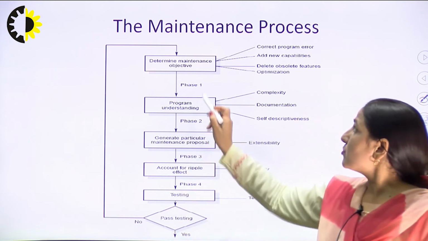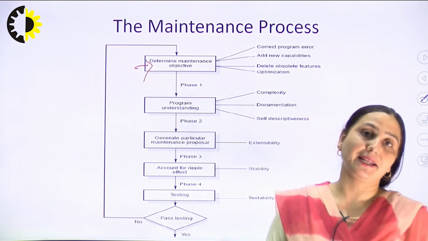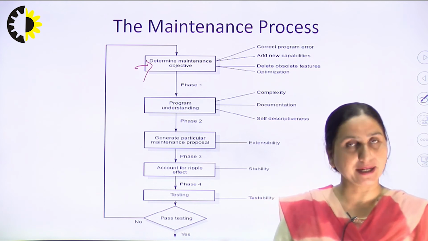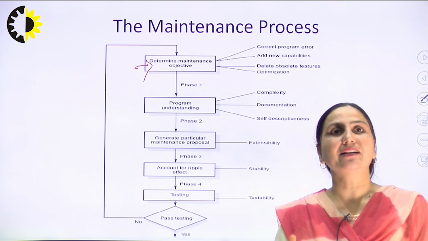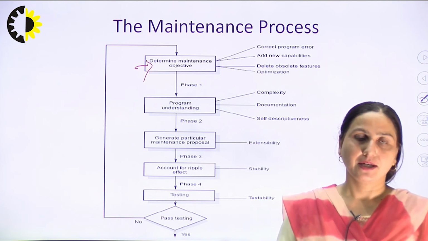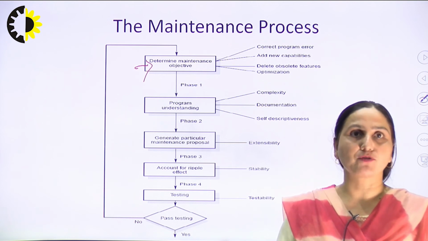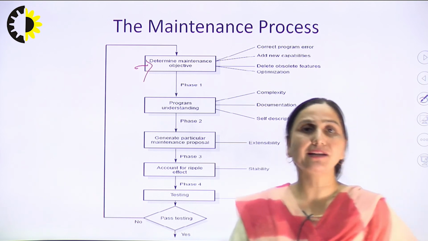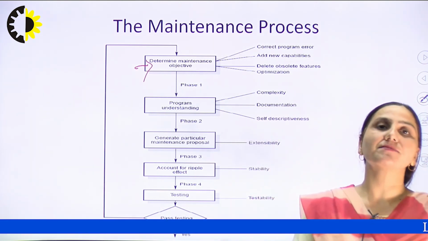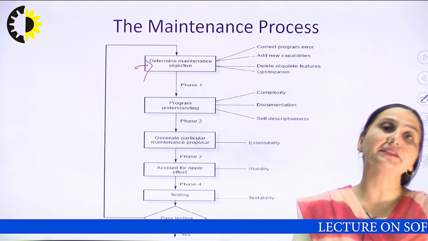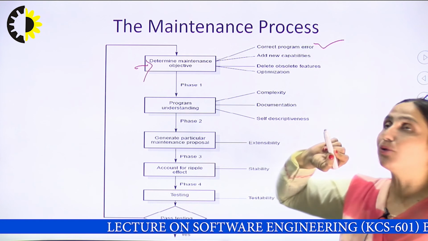We basically start with the objective. That means initially determining the objective of the maintenance. What is the objective of the maintenance? When we are talking in terms of maintenance, the objective can be that we need to correct the program errors. We never want the program to be erroneous. We always want the program to be error-free. And if there is any sort of error, we should apply some methods, mechanisms, some tactics so that we will be able to make the program error-free. So the initial thing is that we need to correct the program errors.